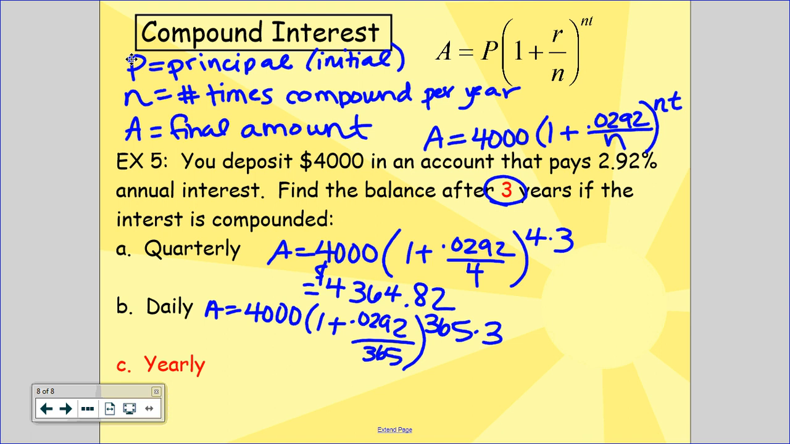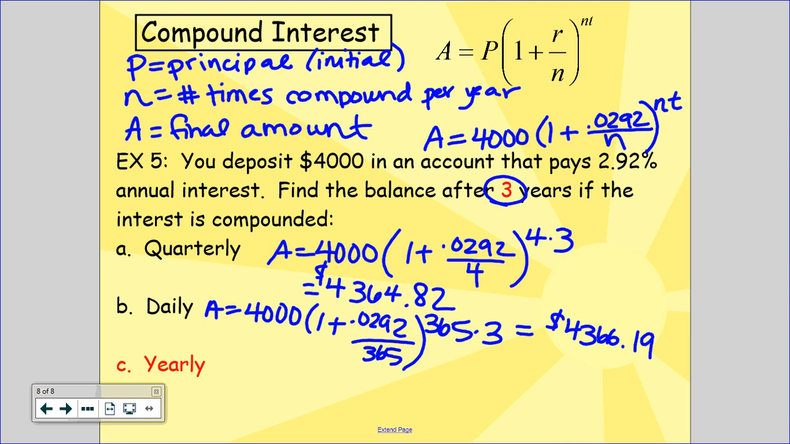So we plug that in and we will get 4,366.19, so 19 cents. So we can see that we have more money. We start with more money, it's going to have a bigger impact there. And it's only been 3 years. So you can see we have a couple more dollars.